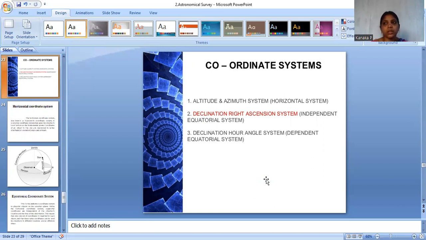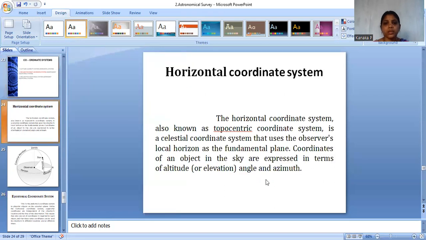Next one is the horizontal coordinate system. The horizontal coordinate system, also known as the topocentric coordinate system, is a celestial coordinate system that uses the observer's local horizon as the fundamental plane. The coordinates of an object in the sky are expressed in terms of altitude or elevation angle and azimuth.